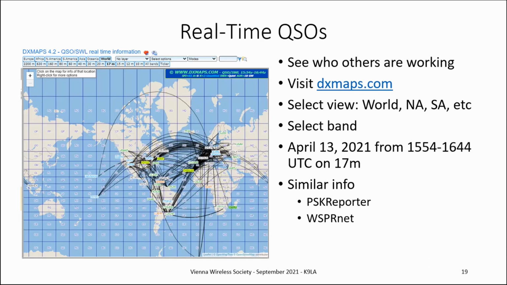And this will give you a real-time view of who's working who. And that'll tell you, hey, 17 meters is open. And if the lines extend to where you're sitting, then, hey, you better get on and check out 17 meters. You can go check 15 meters, see what's going on up there, too. There's similar info at PSK Reporter and WhisperNet. So lots of good information, real time. So you don't have to mess with all those indices.